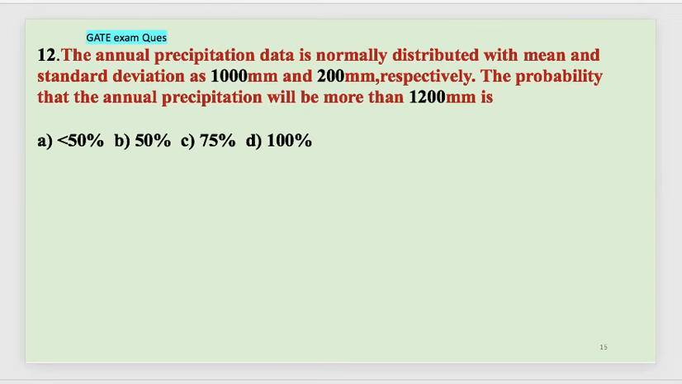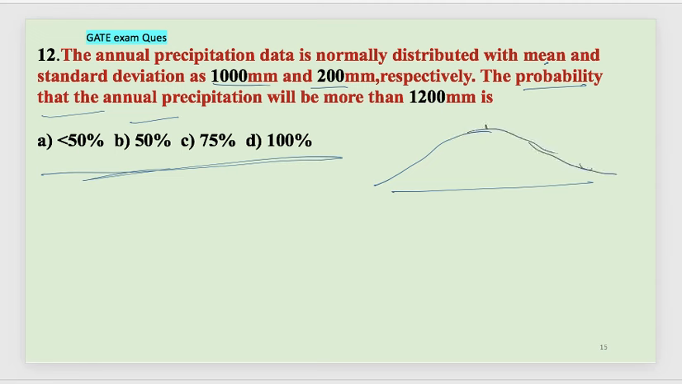The question number 12 is: the annual precipitation data is normally distributed with mean and standard deviation 1000 and 200 respectively. The probability that the annual precipitation will be more than 1200 millimeter is what? So they gave us in terms of the percentage. First, let's look into the situation: the central middle mean value is 1000 millimeter, the value required is more than 1200, and it means this value is required.